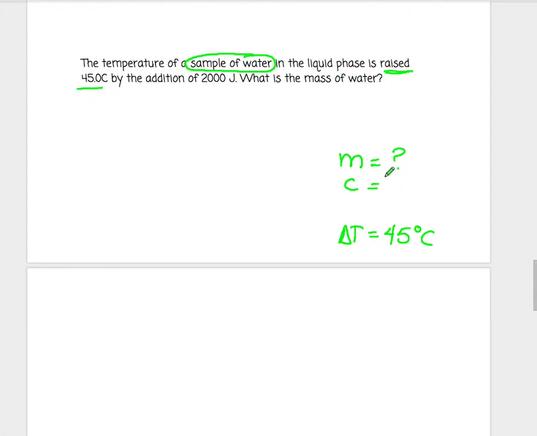Okay. So we've got C, which is going to be right straight from our reference table, which is 4.18 joules per gram degree Celsius, or Kelvin. But since my temperature is in Celsius, I'm going to keep this as degree Celsius.